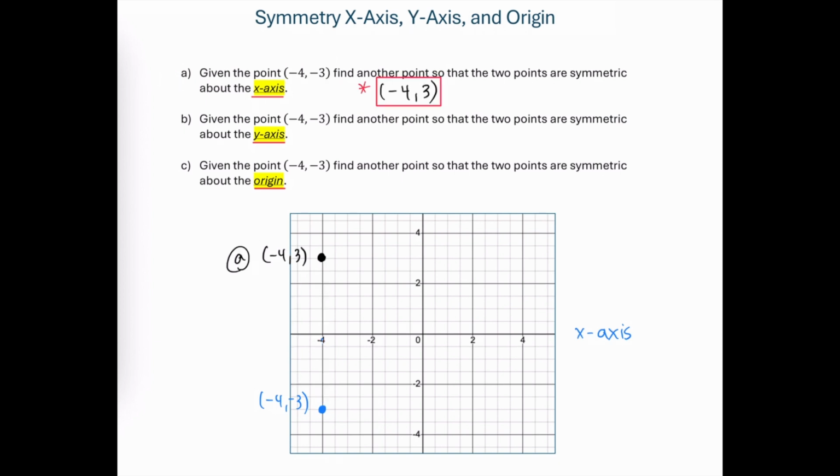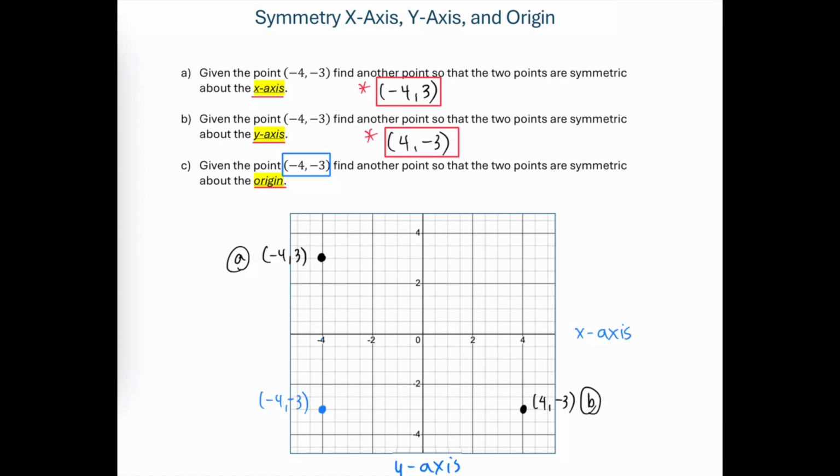In part B, we're asked to find another point that is symmetric to the original, but this time over the y-axis. So (-4, -3) is -4 units away from the y-axis in the third quadrant, and so we're going to want to go the same distance away from the y-axis on the other side, so we land in the fourth quadrant at now +4, but still at the y value -3. So (+4, -3) is the point that's symmetrical to our original point, but on the other side of the y-axis.